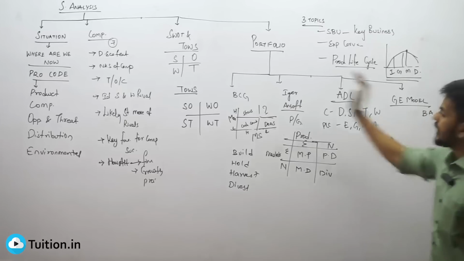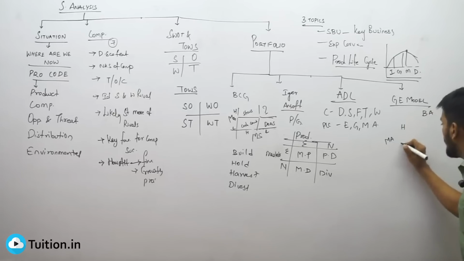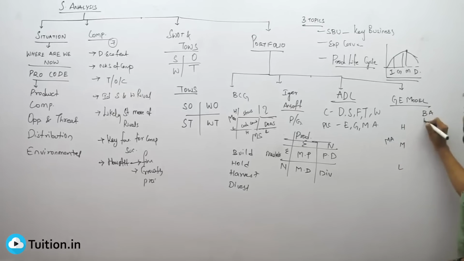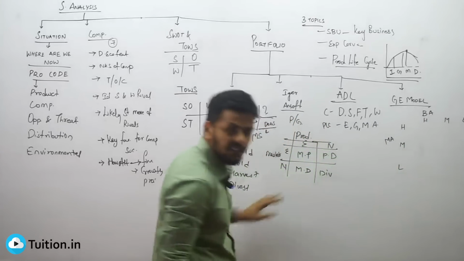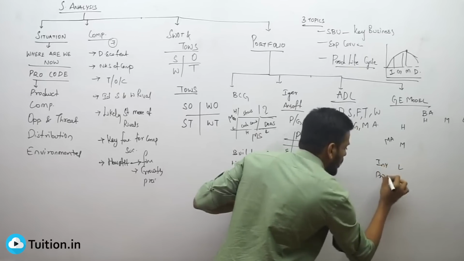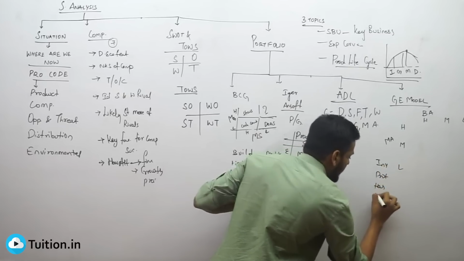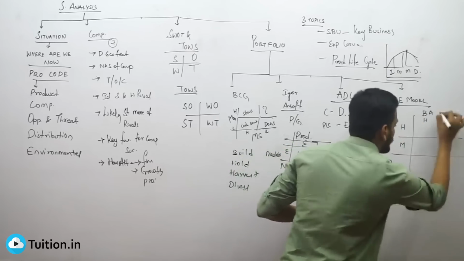This time the BCG had only high and low. That was a problem, right? So that is where here we are talking about high, medium, and low, to high, medium, and low, with the same 4 options of build, hold, harvest, and divest, here called invest, protect, harvest, and divest. So invest, protect, harvest, and divest continue to remain the 4 options. Now what to do in each of these situations is what we are looking at.